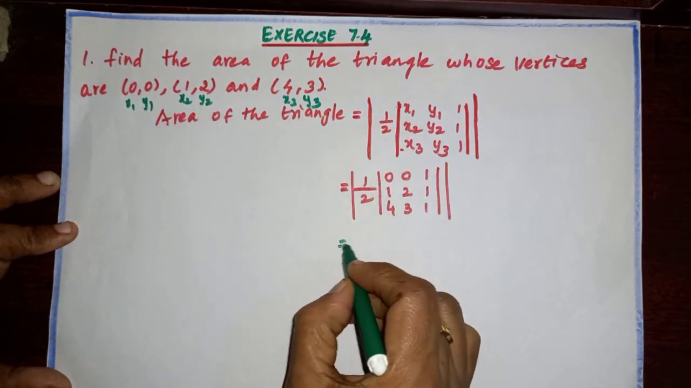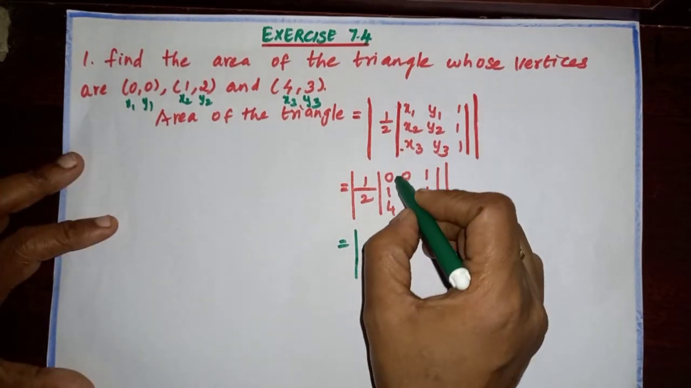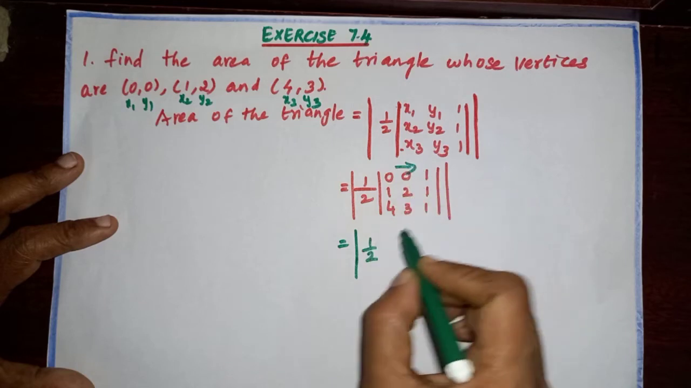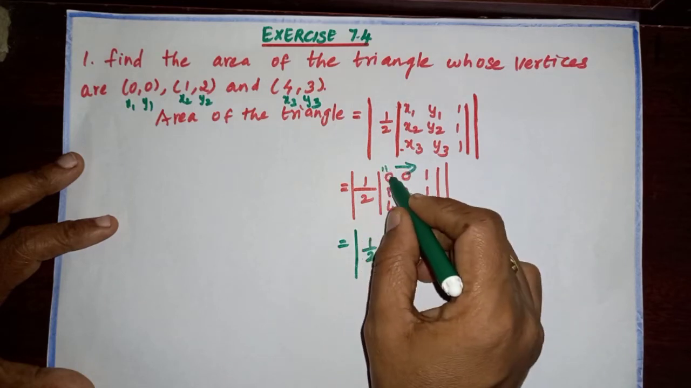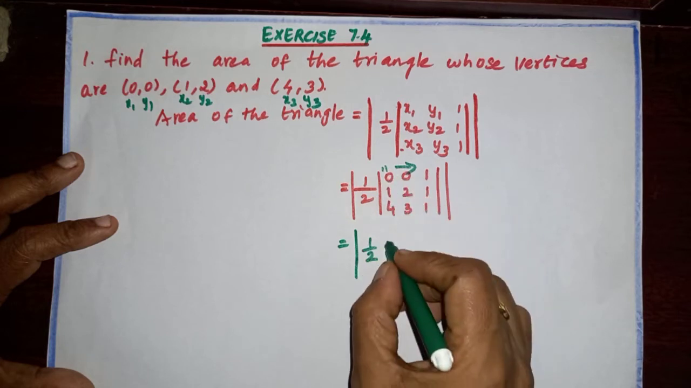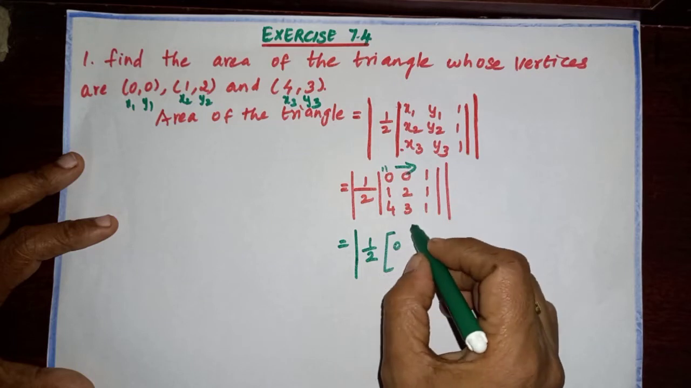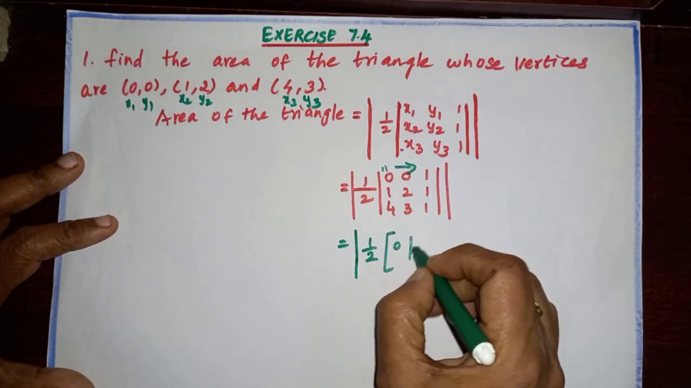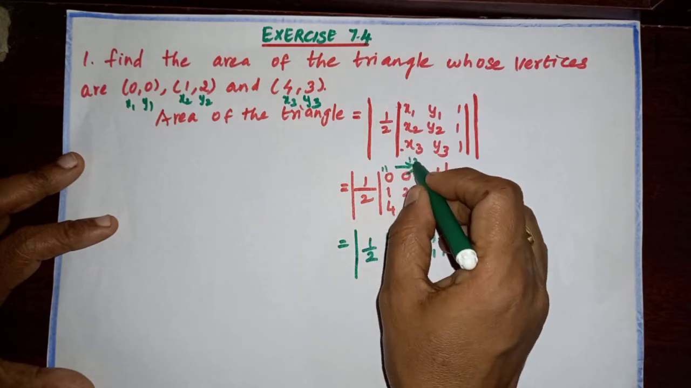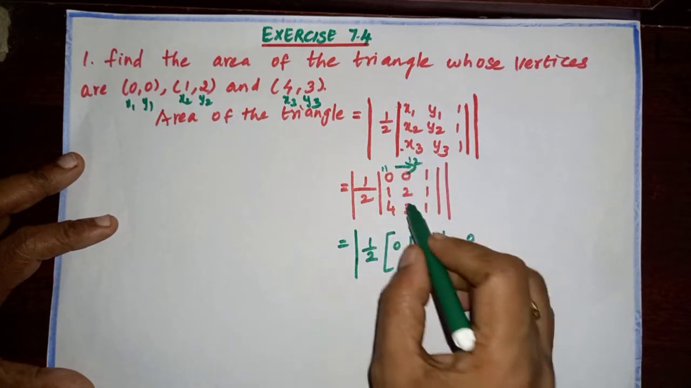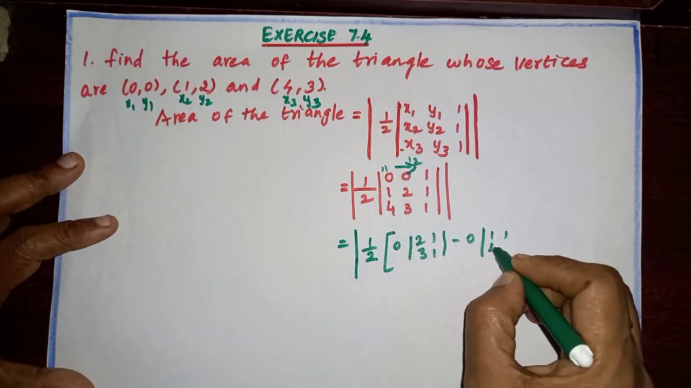Now I am going to expand this along R1. The first element 0 is in position 1, 1. So delete the first row and first column. Then we have 0 times the 2 cross 2 submatrix, determinant of 2, 1, 3, 1. Next also 0, it stands in 1, 2, so minus 0. Delete the first row and second column. Then we have 1, 1, 4, 1.